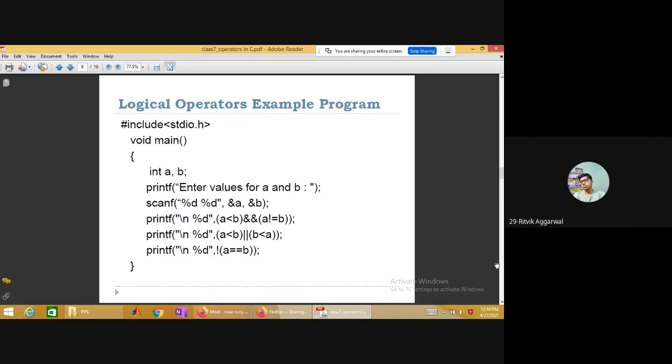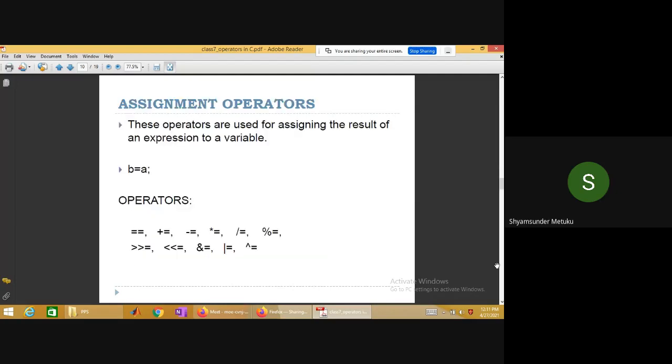Okay, this is a verification of the logical operators program. Again, I don't spend one particular class only for the verification of the operators. In this PPT only the examples are given. I want you to do it on your own. Then comes the 4th group called assignment operators.